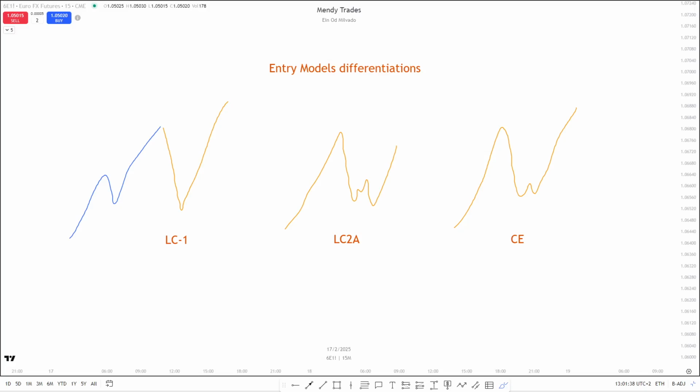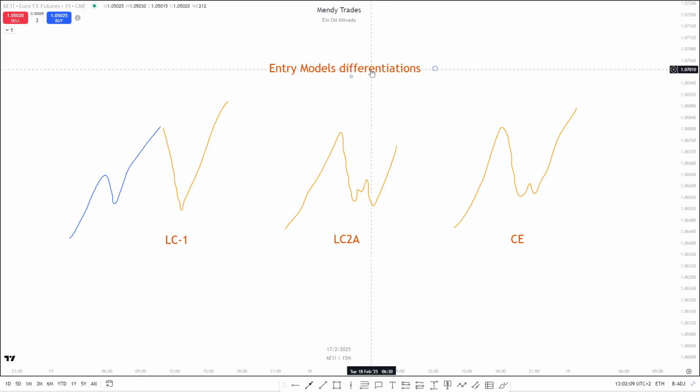Hello guys, in this video I'll talk about entry model differentiations. I see many guys wondering when to use LC1, when to use LC2A, when to use CE or DCE, and this really goes first of all to the POI selection.